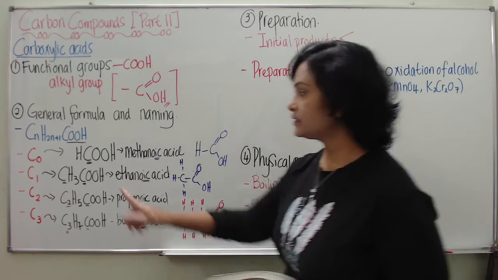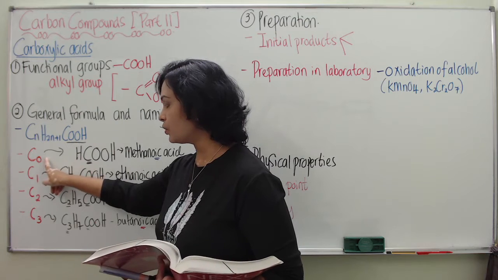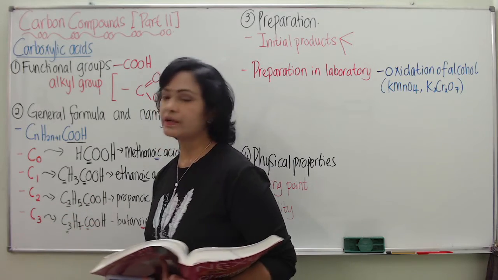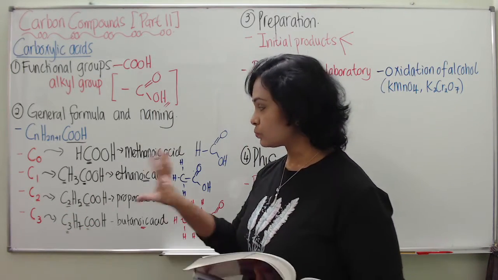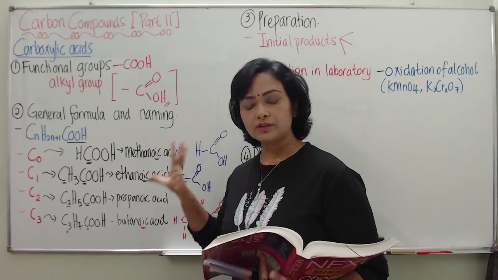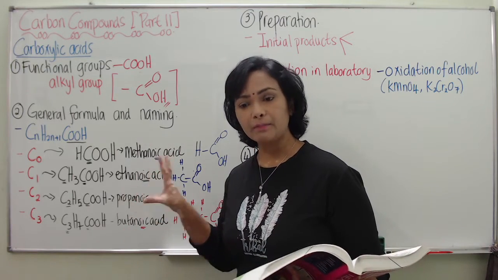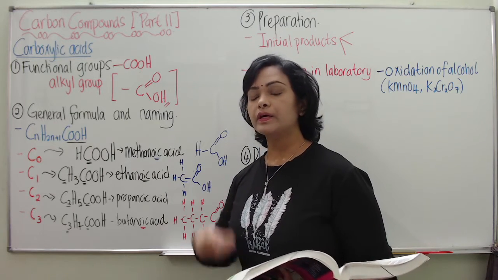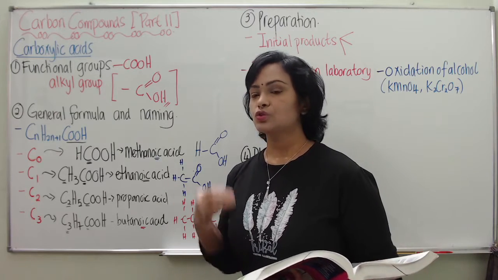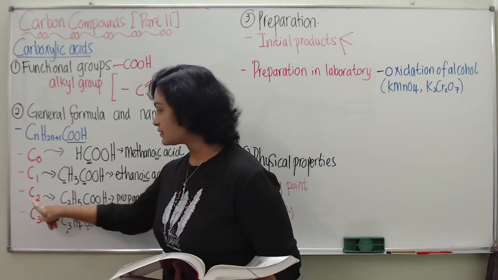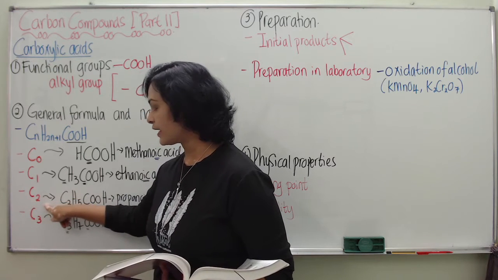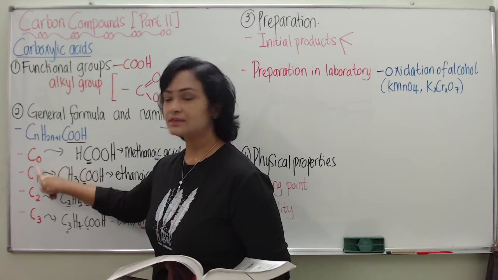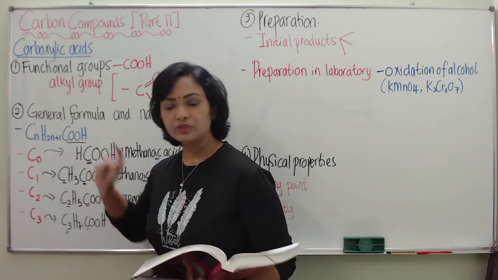So the first member of carboxylic acid is C0, second member C1, third member C2 and fourth member C3. Okay, so this is where teacher would like to highlight, because this is where the majority of students make mistakes when answering. Sometimes the questions will ask for the second member of carboxylic acid. Students make a mistake, and straight away take this, but actually the second member of carboxylic acid is C1. So please remember that.